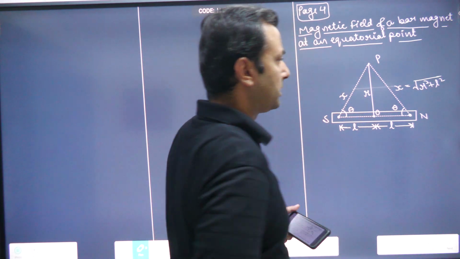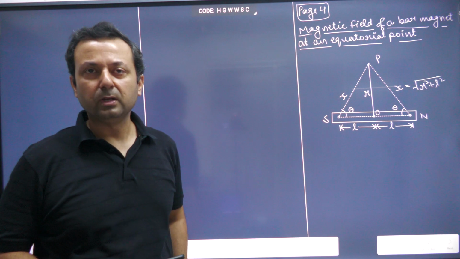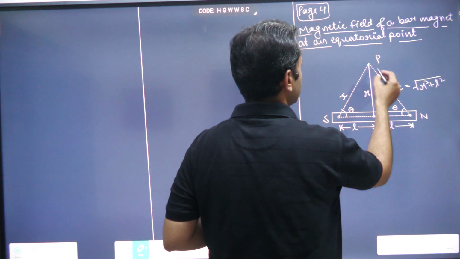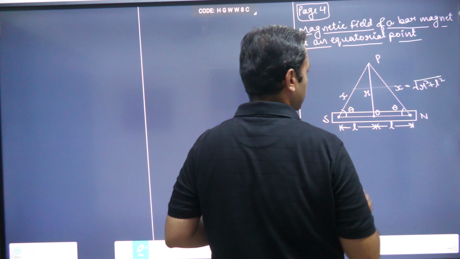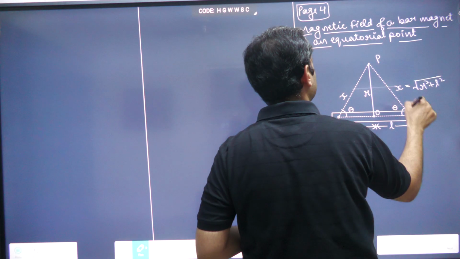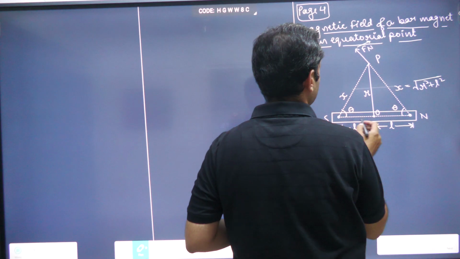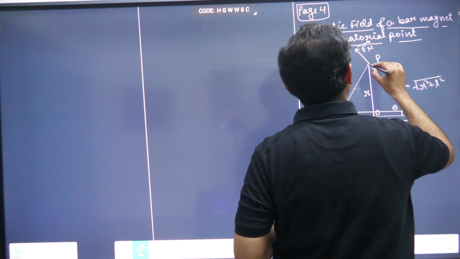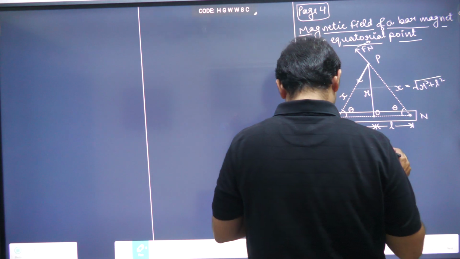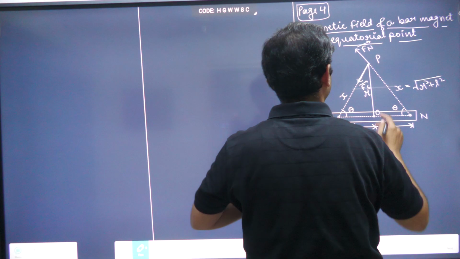Now, whenever we wish to calculate the magnetic field at any point P, we consider a unit north pole to be kept at that point. The north pole of the magnet is going to repel this unit north pole, so the direction of force due to it is Fn vector, and the south pole is going to attract this north pole, which is Fs vector.